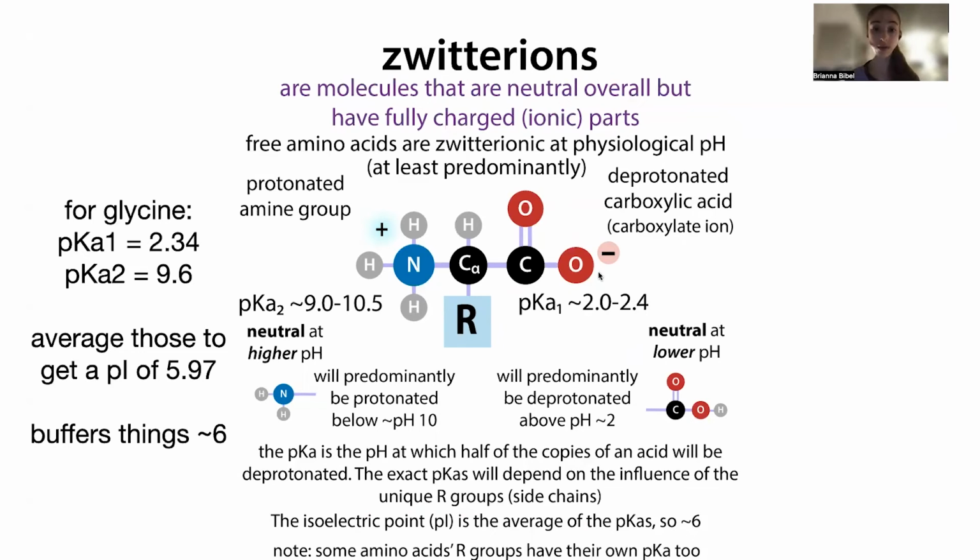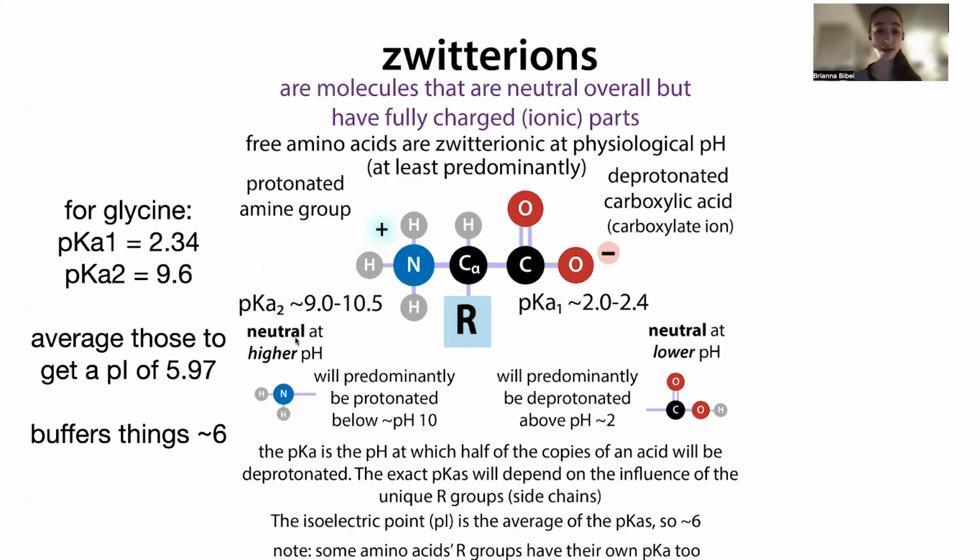But in the case of the free-floating amino acids, now you have these two groups, and we can talk about having a pI. So for glycine, the pKa1, for the carboxylic acid, is going to be around 2.34, and the pKa2 is going to be around 9.6. If you average those, you get 5.97. So this is going to give you a pI of around 6.